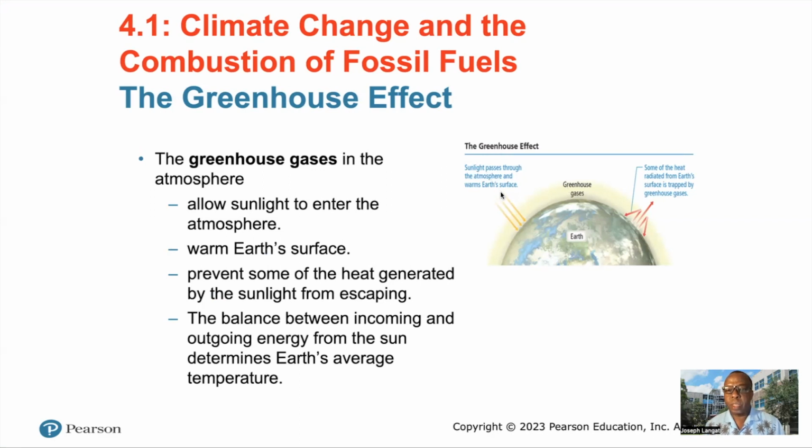This represents the heat from the sun, and because of the greenhouse gases, it cannot be radiated back to the atmosphere. It has been argued that this increases the temperature of our planet. So the balance between the incoming and the outgoing energy from the sun determines the average temperature of the Earth, hence the term climate change, global warming.